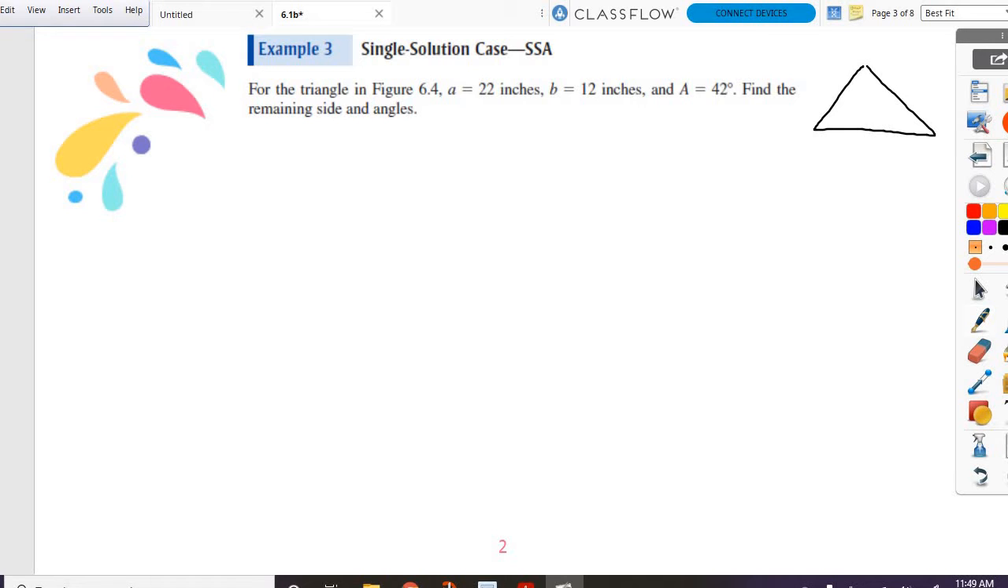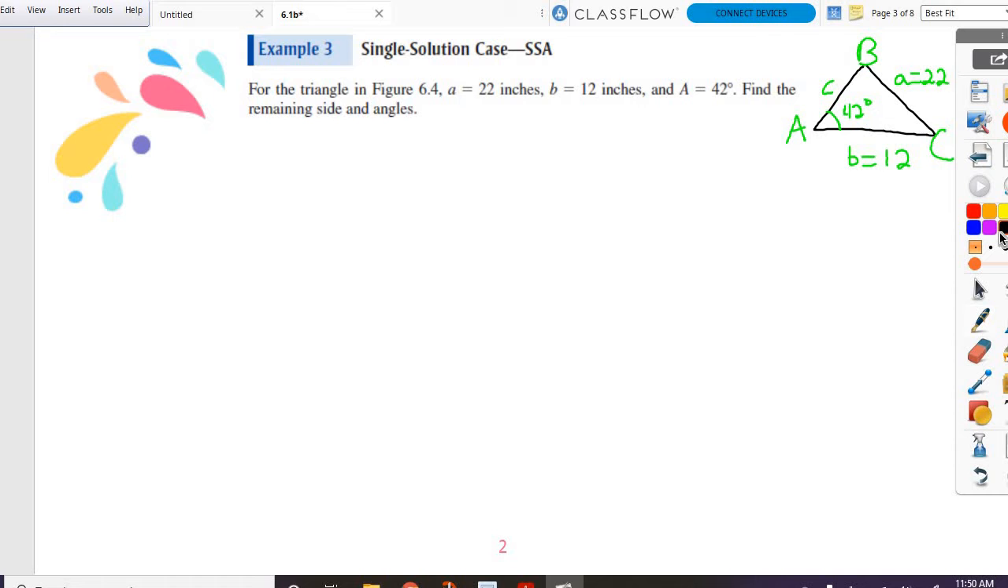Agreed. It doesn't matter where I put the angles, but I just have to make sure that I'm consistent and then put my corresponding sides in the right spot. So let's go ahead and label this side as our 42 degrees for big A. They gave us that little a is 22 and little b is 12, which means that this angle is big B, this angle is big C, and that side is little c. And they ask us to find the remaining side and angles.